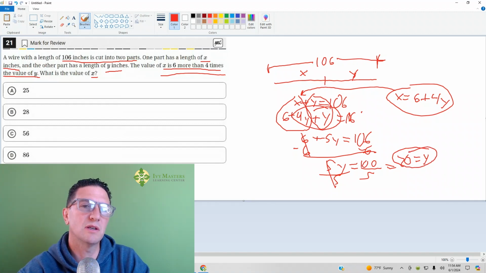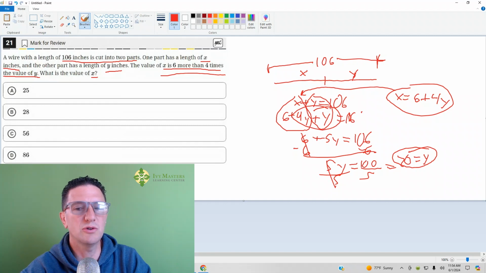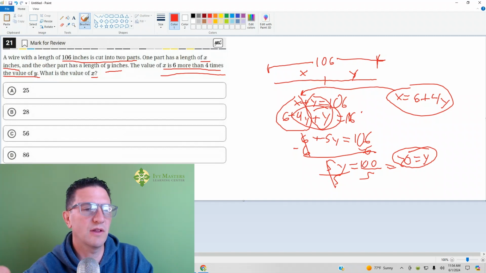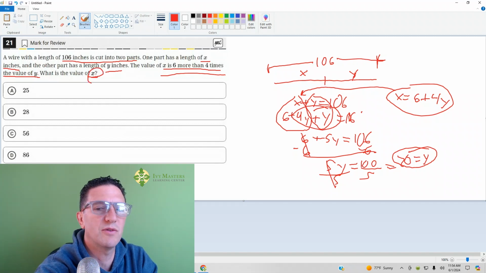Now, one thing that's very nice of the College Board is that they did not give 20 as an option. Because if they did, a lot more students would get this wrong. And many of you probably said, hey, Y equals 20. That's not an answer choice. What's up with that? Because it's asking for the value of X.